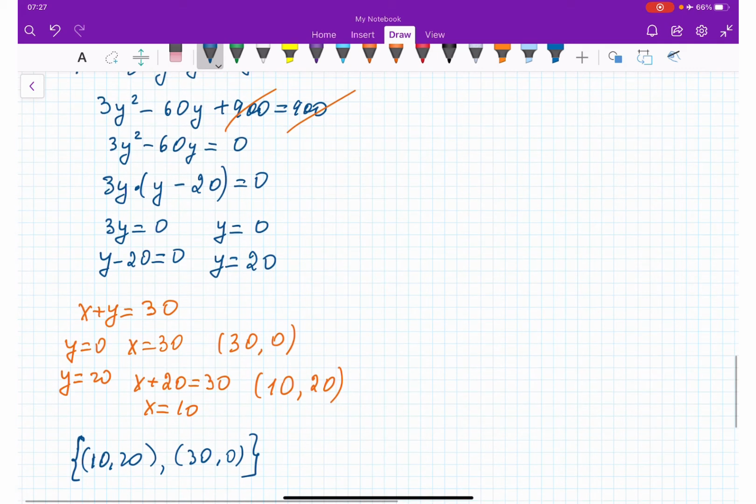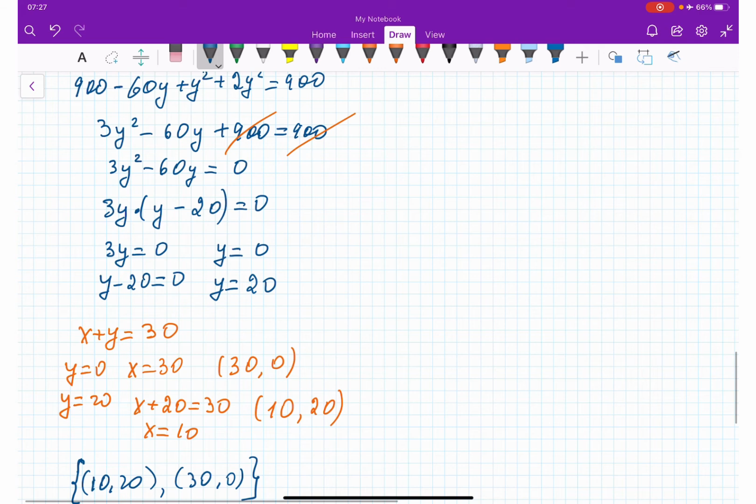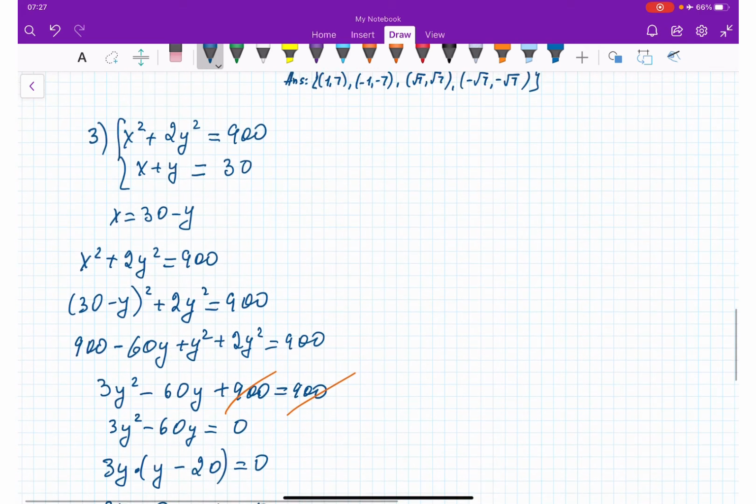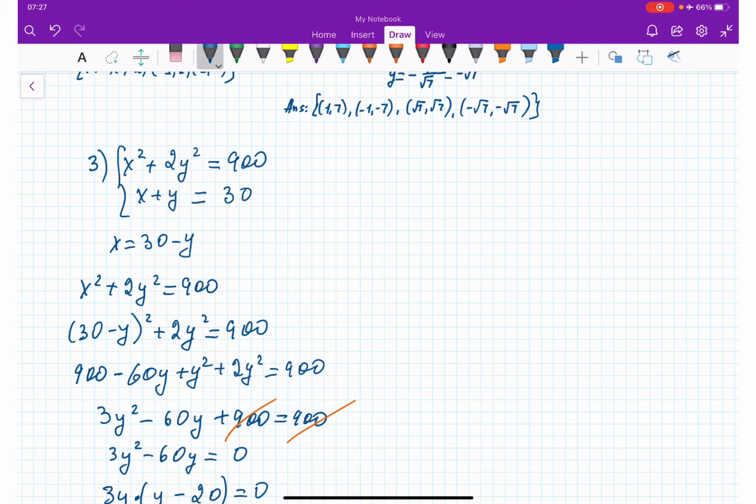Okay? All right. Next one, number 4. We have x cubed plus y equals 0, and 2x squared minus y equals 0.